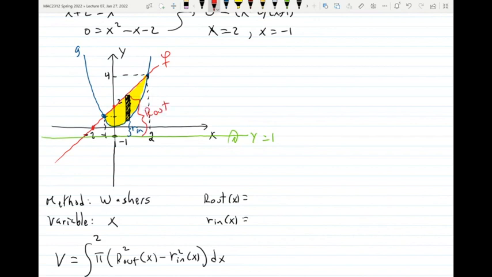From the top of the rectangle all the way up to the axis of rotation. Yes? Look at the picture. How can you figure out R in, which is this gap right here? You would do the g function minus the line, which is g of x minus -1. Okay, good. So yes, that's how you do it.